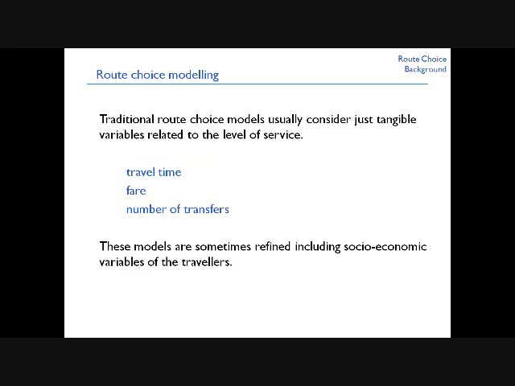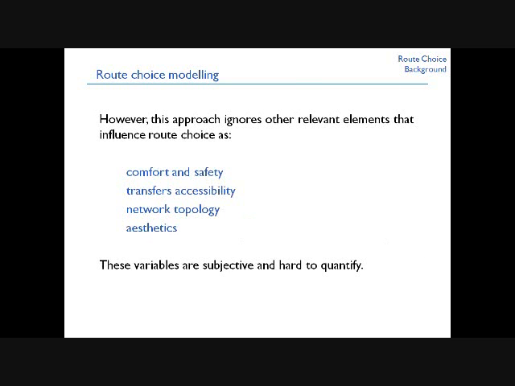So, what can we say about route choice modeling? Traditional route choice models usually consider only tangible variables related to the level of service, such as travel time, fare, and number of transfers. These models are sometimes refined, if the information is available, using socioeconomic characteristics such as income, purpose of the trip, and age. But we also know that there are other kinds of variables that are not tangible, that can actually influence the decisions or routes of travelers, such as comfort and safety, transfer accessibility, the topology of the network, as I showed before in the example, or something like aesthetics.